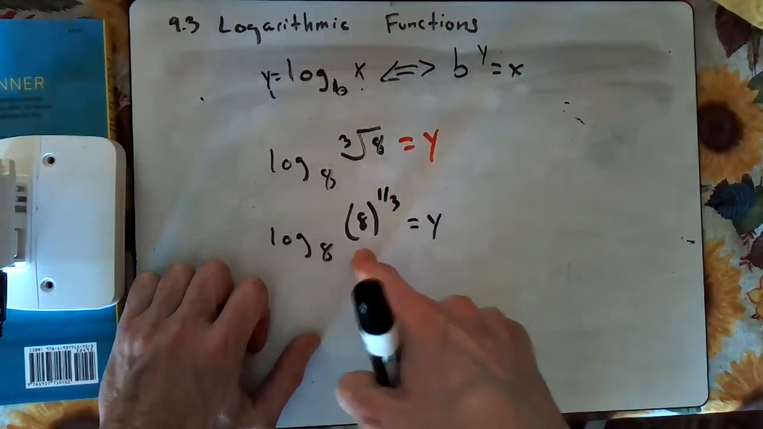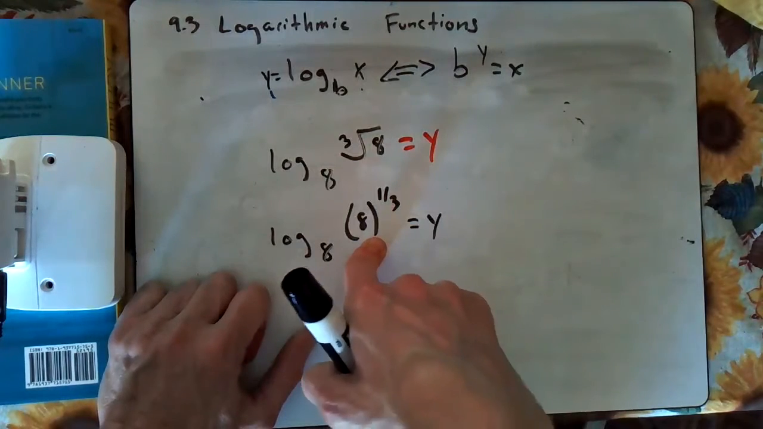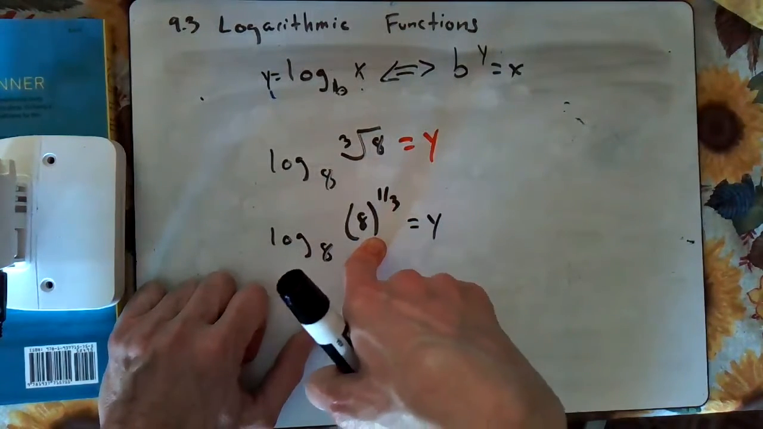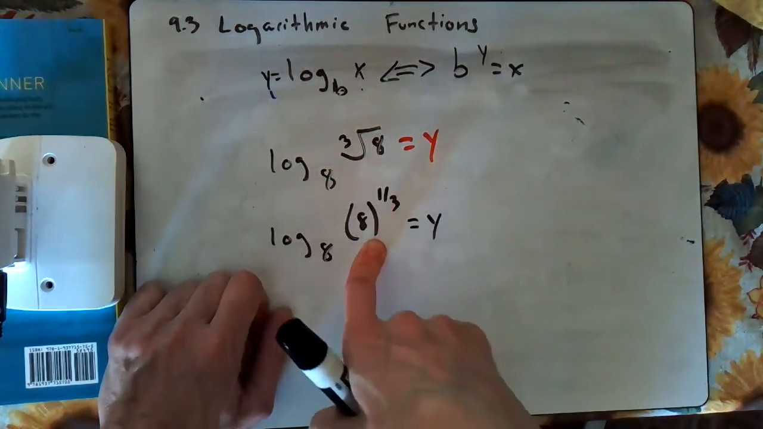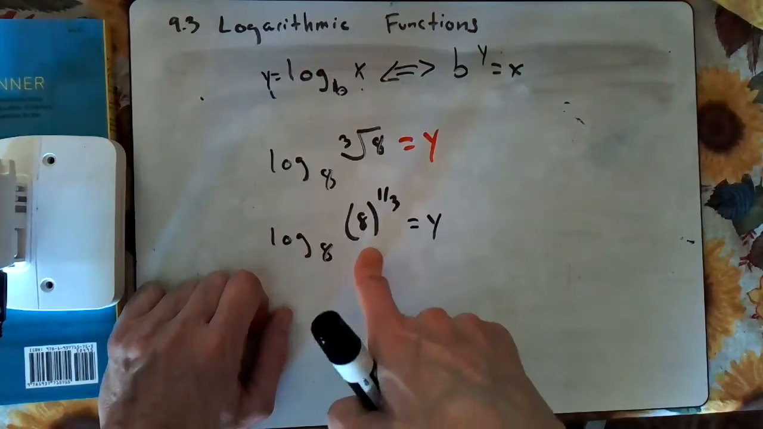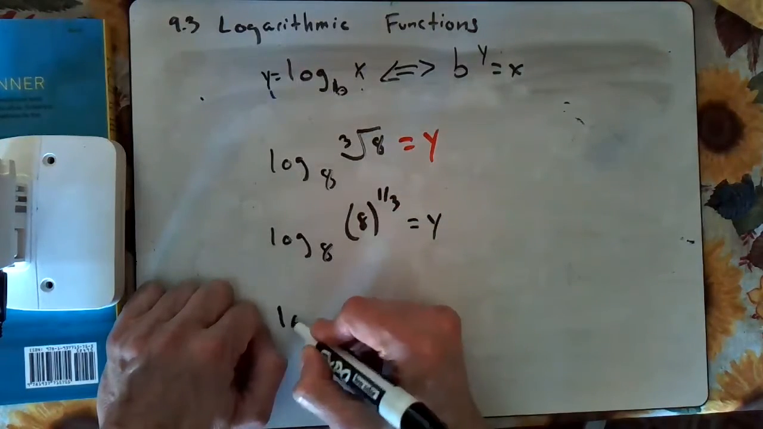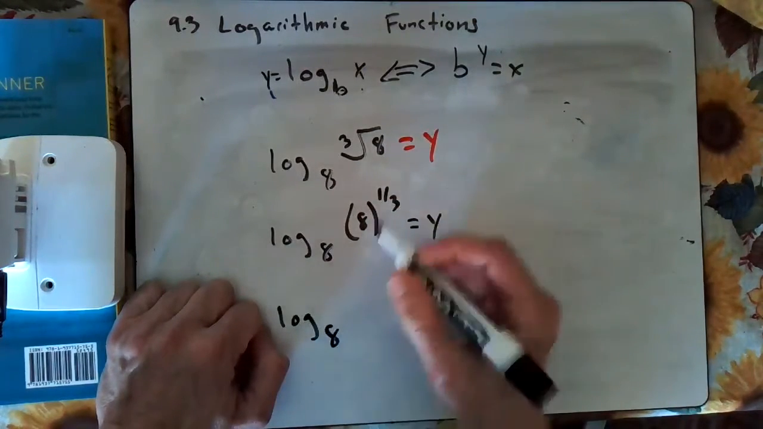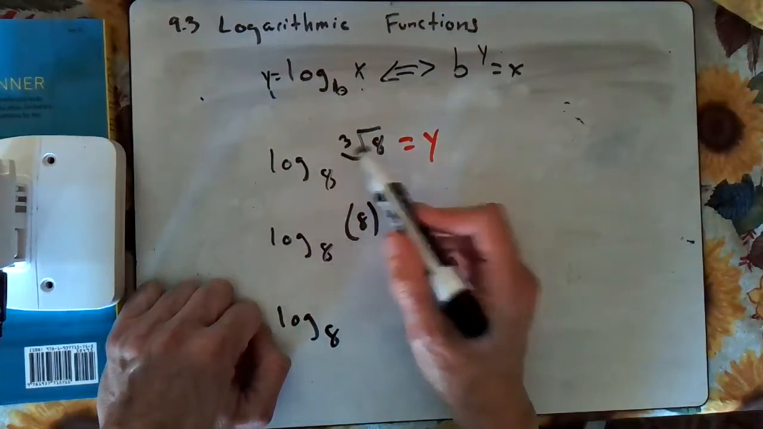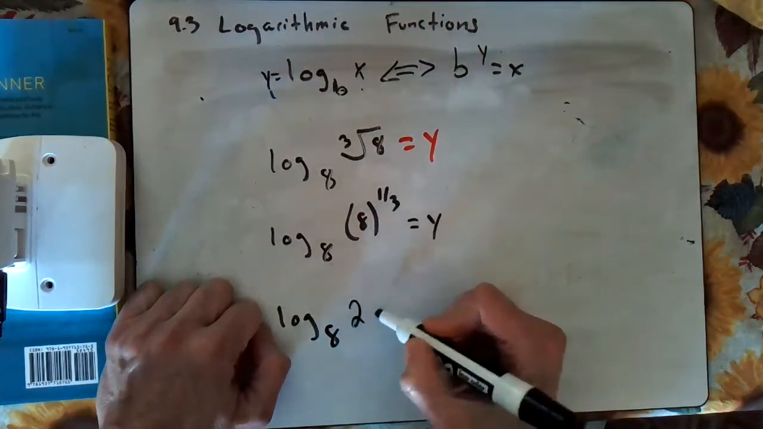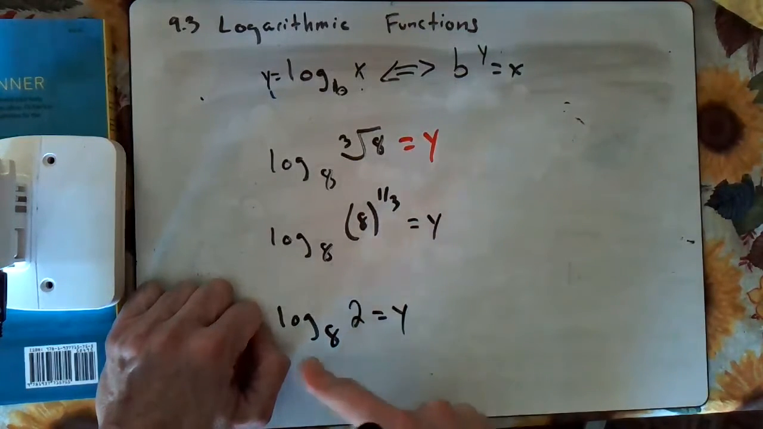You could have skipped this step, but you should do it for practice, because that will be important when we solve more complicated log functions in the upcoming sections. So what is the cubed root of 8? Just ask yourself, what number can I multiply times itself 3 times that gets me to 8? It's 2, right? So we have this: log base 8 of 2 equals y.